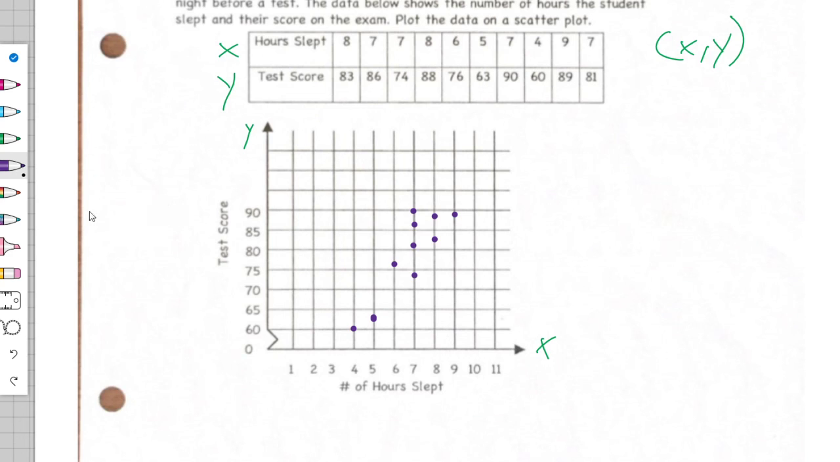So what type of trend does that show? Well, as your number of hours of sleep increased, our test scores increased. So as sleep went up, that increased our test score. Test score went up. So what type of trend does that show? That shows a positive correlation or positive trend.